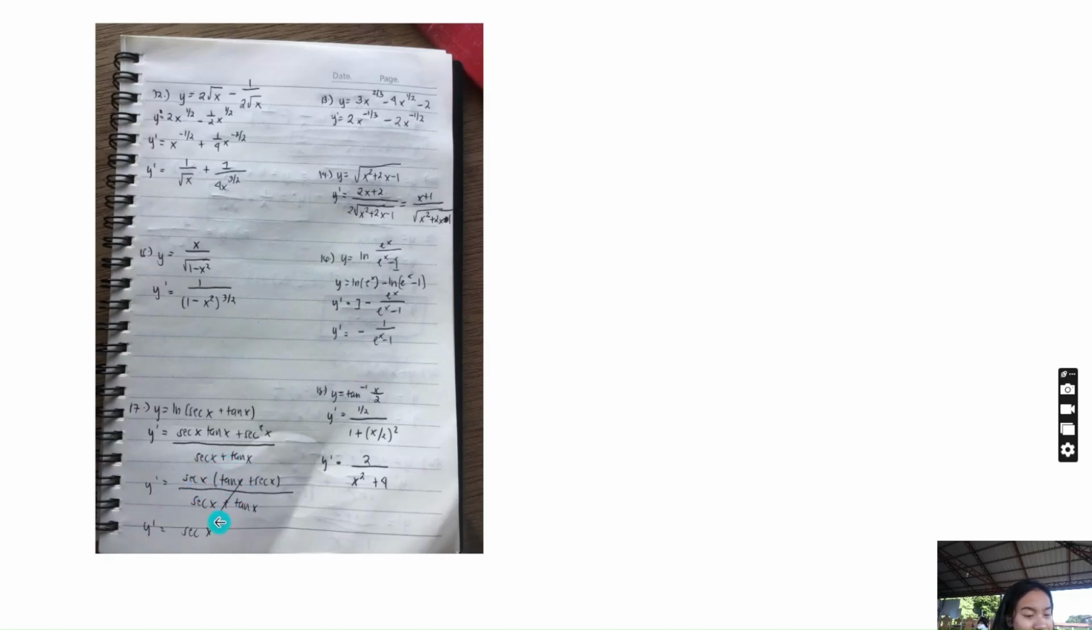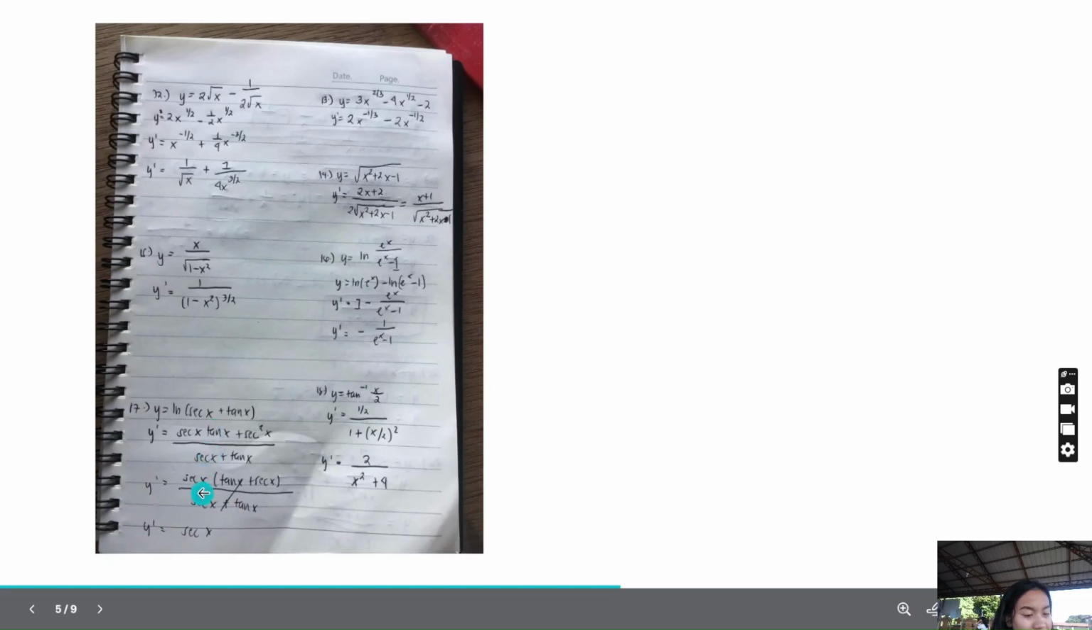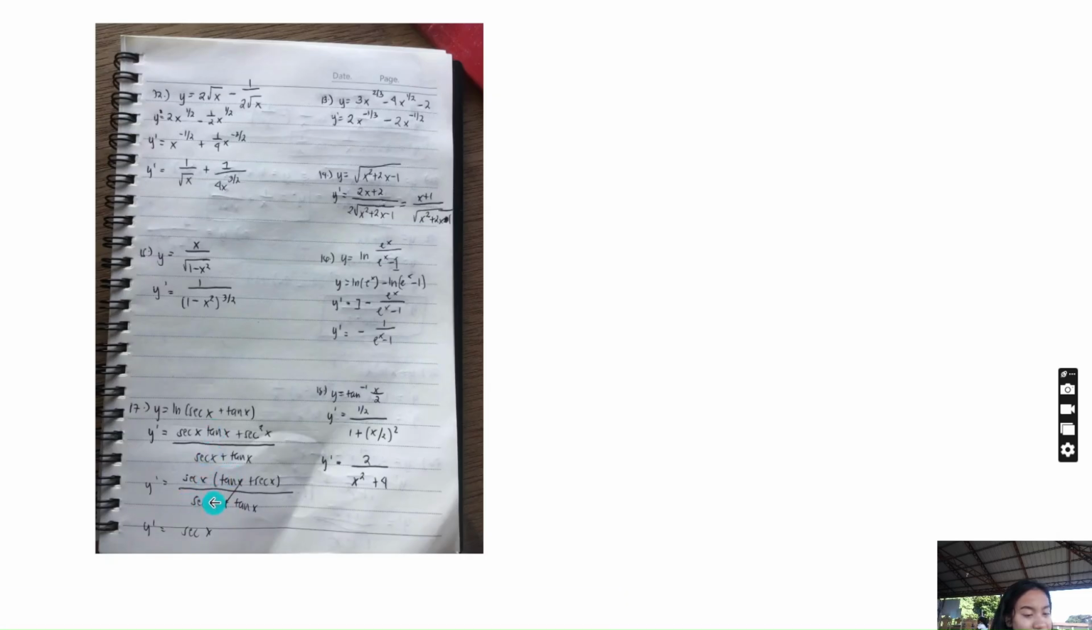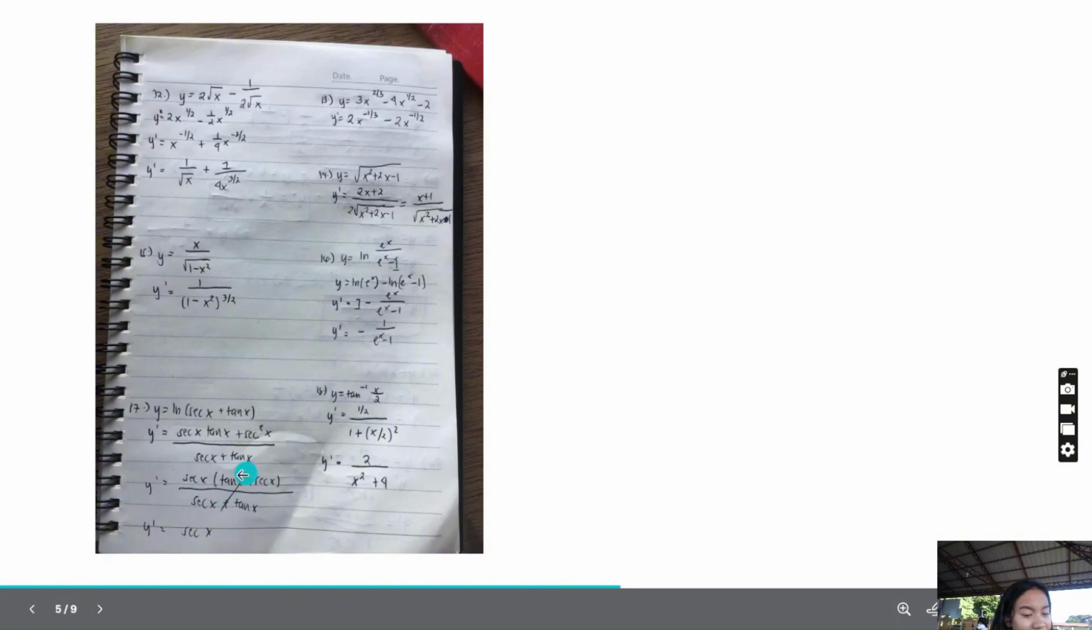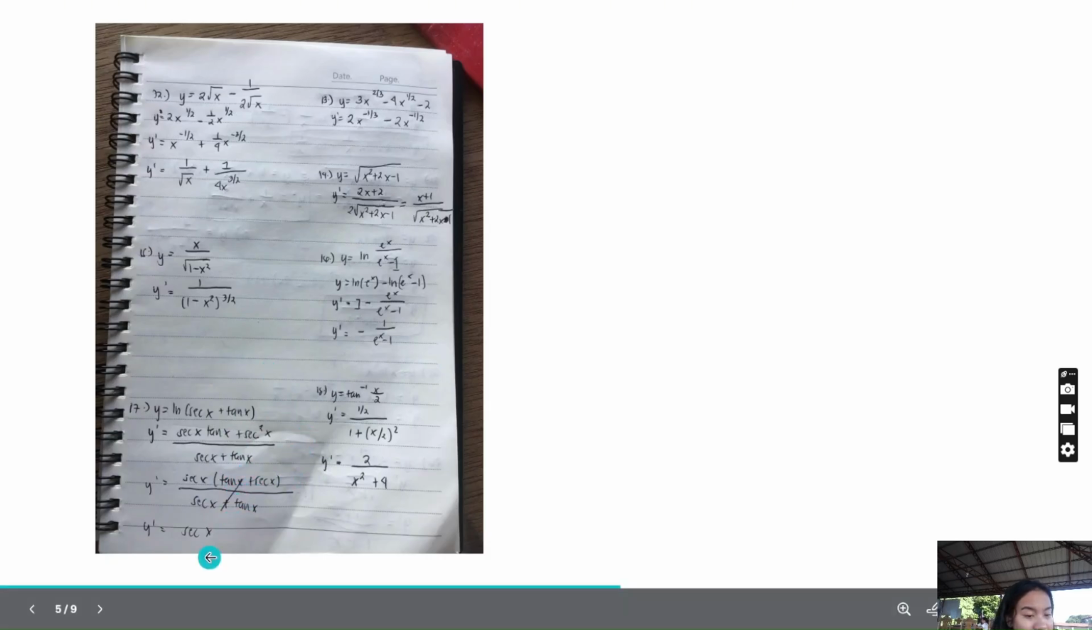And since we can factor this out, the numerator, by sec x, we can cancel the quantity from both numerator and denominator, which is tan x plus sec x. So therefore, we have obtained y prime equals sec x as our answer for number 17.